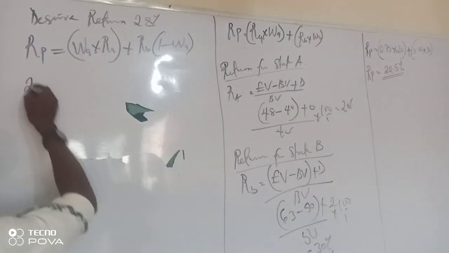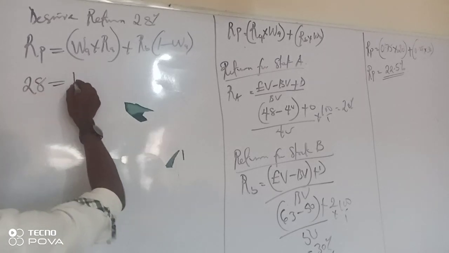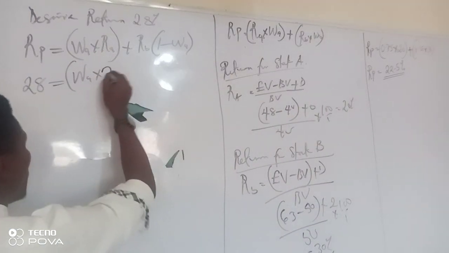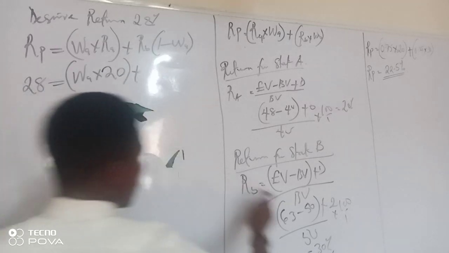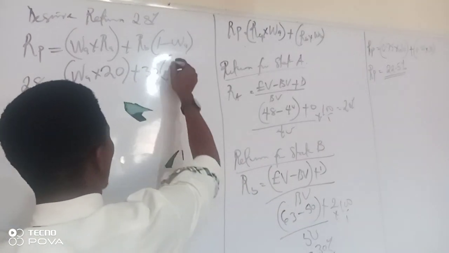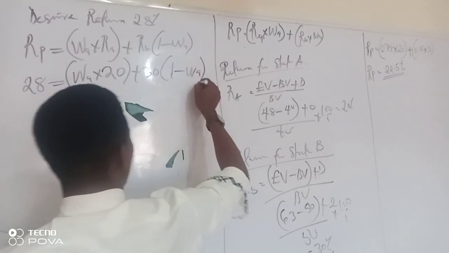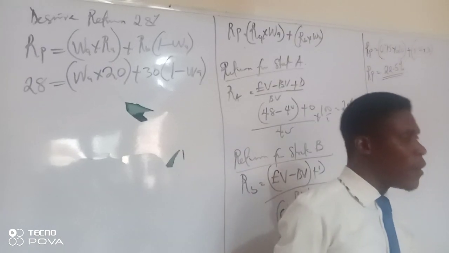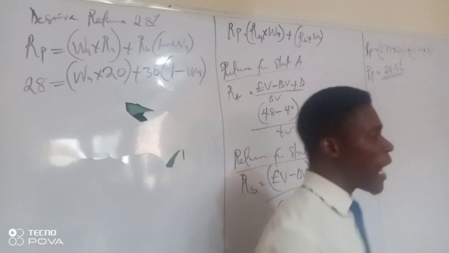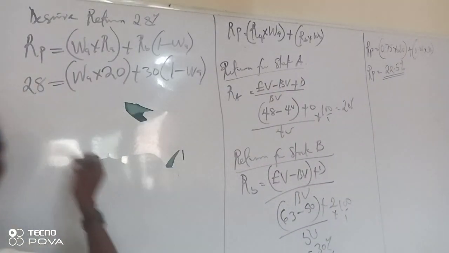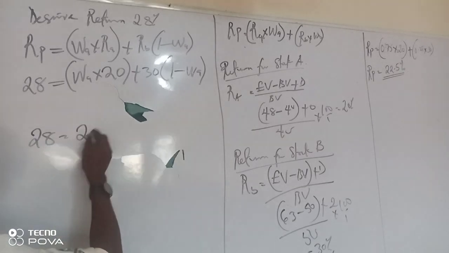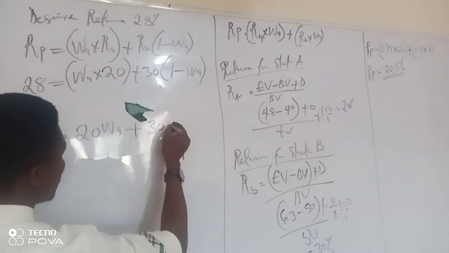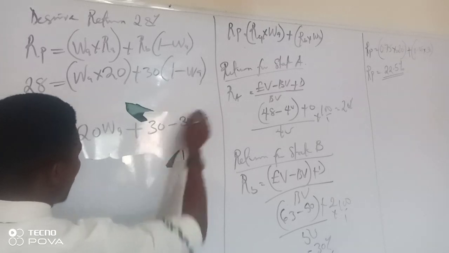Let's insert 28 is equal to, we don't know this one, that's what I'm looking for, weight of A times return of A, 20, plus return of B, 30, times 1 minus weight of A. With this, find your weight of A first. Once you know your weight of A, automatically you get your weight of B. How do you do that? Weight of A times 20 gives 20 weight of A. So 28 is equal to 20 weight of A plus 30 minus 30 weight of A.